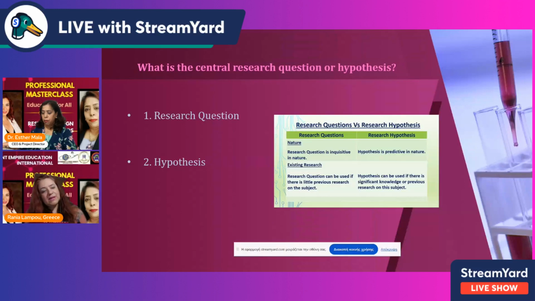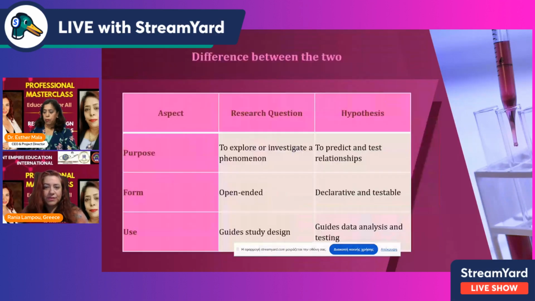And what is the difference between the two of them? The first one, in terms of purpose, aims to explore or investigate the phenomenon, the research question. On the other hand, the hypothesis predicts and tests relationships. The research question is open-ended. The other one is declarative and testable. The first one guides study design, and the hypothesis guides data analysis and testing. So in short, we could say that the research question asks what we are investigating, and the hypothesis predicts what we expect to find. So in your grant application, you always need to have a clear research question and hypothesis.